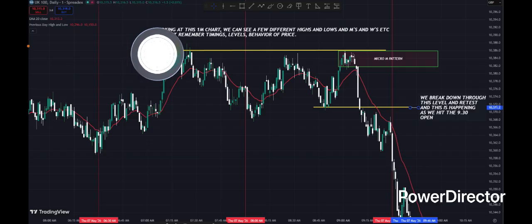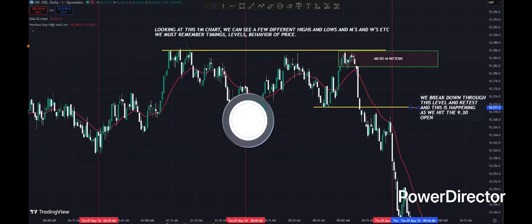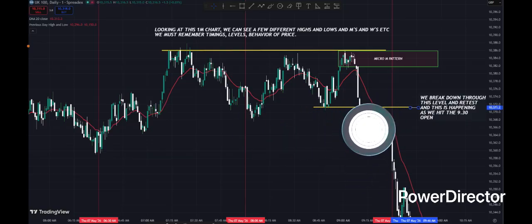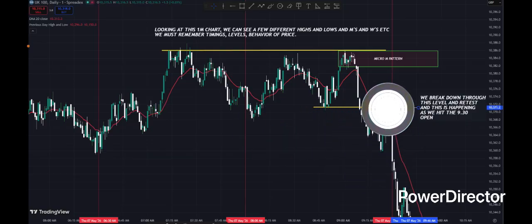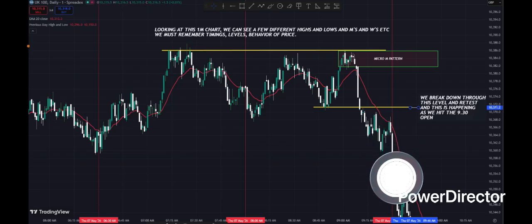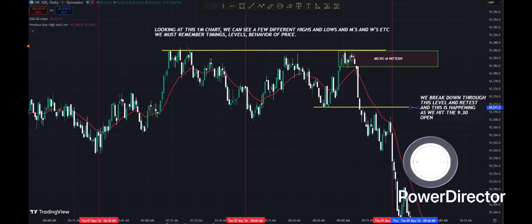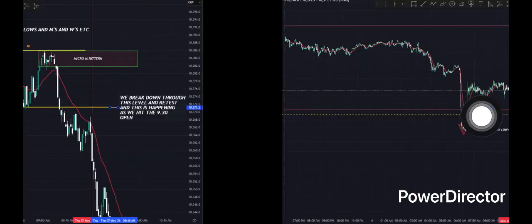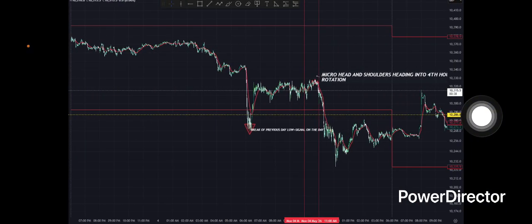If we put it in a different language, we have resistance up here, we have support down here. So now we've broken this support level and we are retesting that support level. That support is now turning into resistance as we continue lower. And this is happening right at that 9:30 timing window.